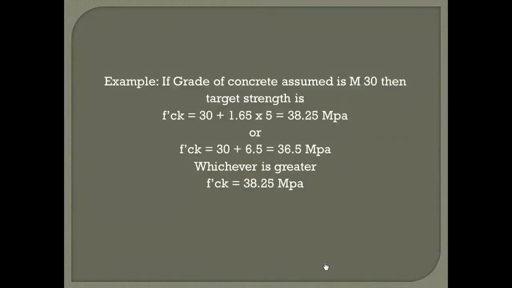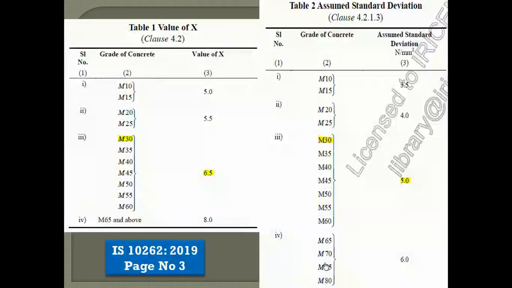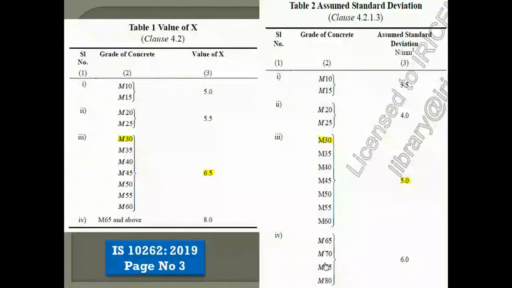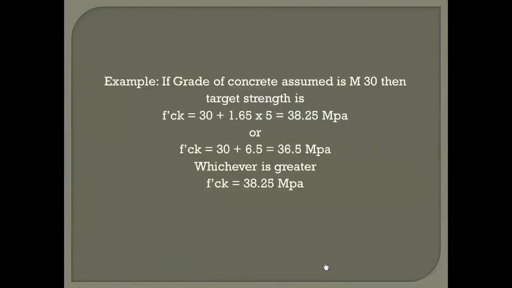Or one more formula was there: f dash ck is equal to 30 plus X. X is nothing but a factor based on the grade of concrete. It is also given in the code book. For M30 grade of concrete, the value of X is 6.5. So if you add those two, you will get 36.5. Out of these two, whichever is higher, you have to take for the calculation. That is, out of 38.25 and 36.5, the highest is 38.25. So you have to take that as the target strength.